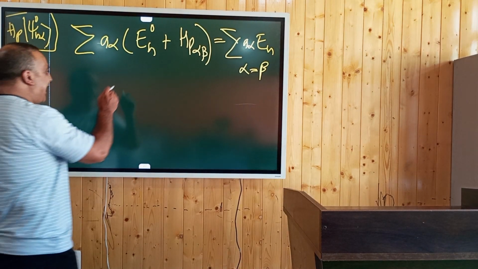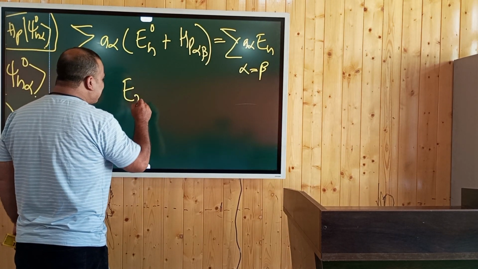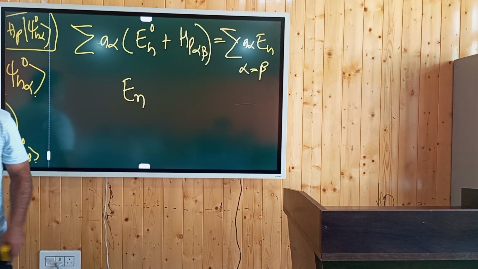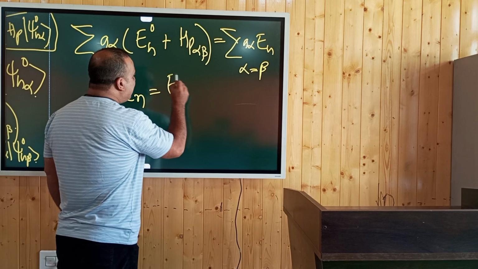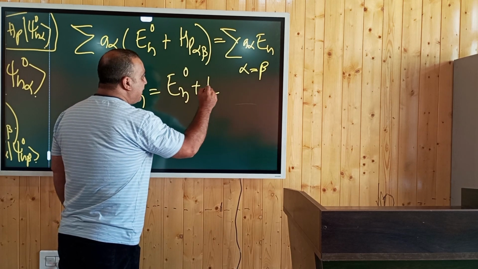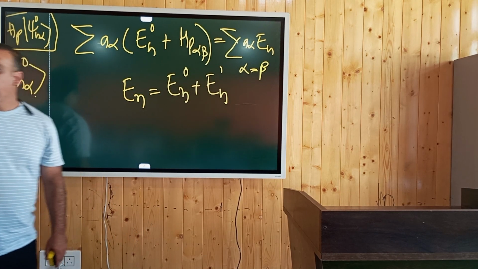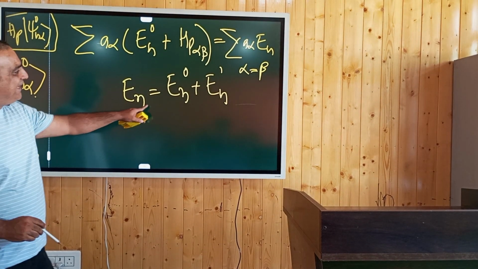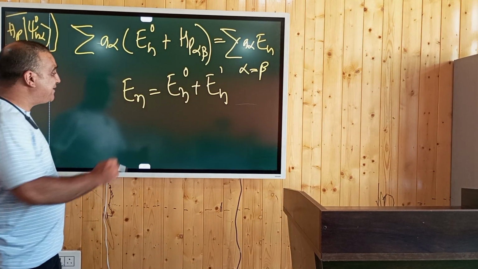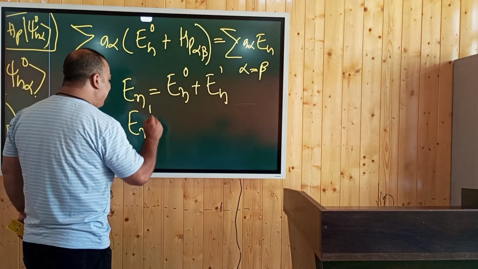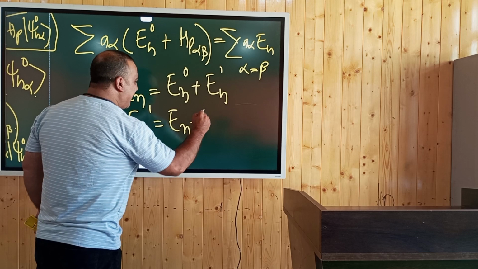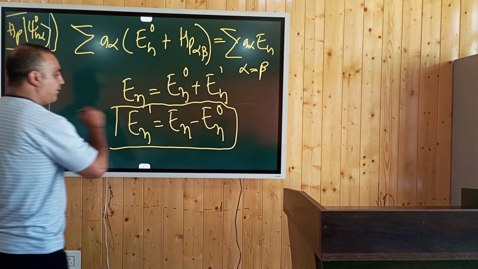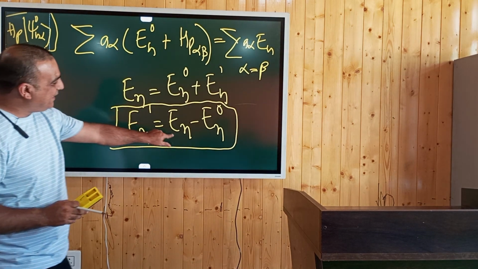Now, if I assume that my energy is En, the total energy of the perturbed system, I can write it as En naught plus En1. Let me take it to the first energy correction. So En is En naught plus En1. So what is En1? En1 is En minus En naught. Is this clear? So En1 is En minus En naught.